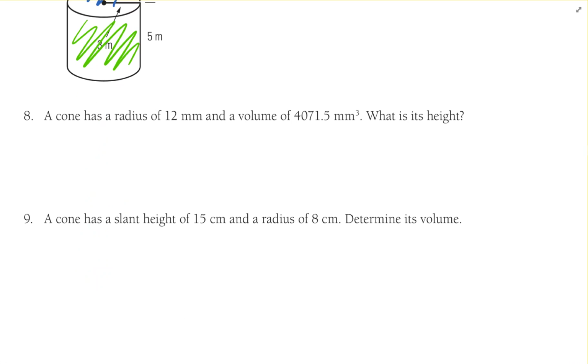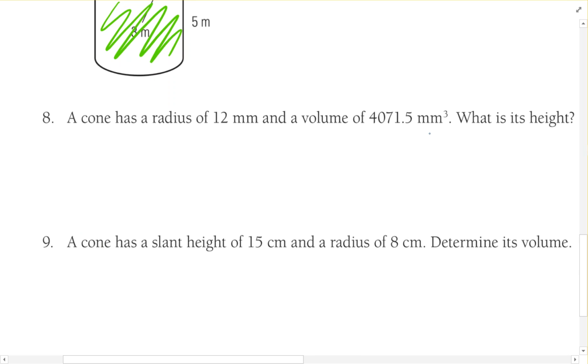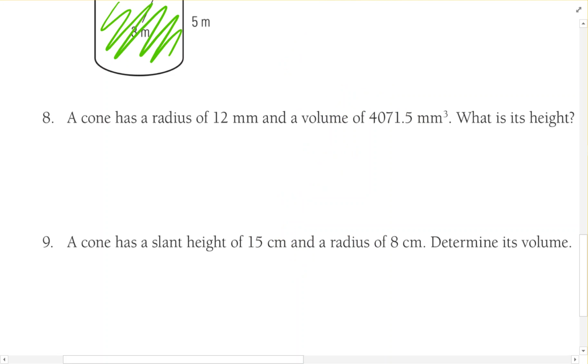Okay, so let's answer 8 together. It says a cone has a radius of 12 millimeters and a volume of that many millimeters squared. What's its height? So let's write down the volume of a cone first. A cone is 1/3 pi r squared times height. Okay, and we're looking for the height, right?